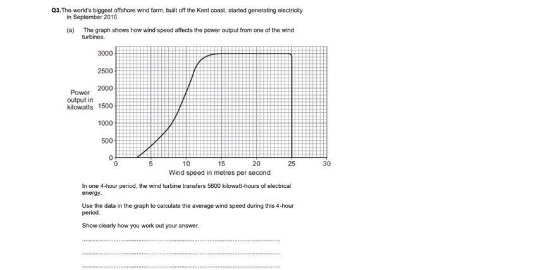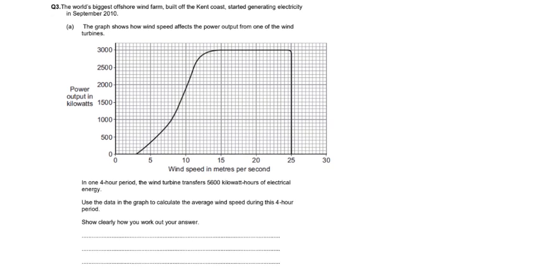So the question says the world's biggest offshore wind farm, built off the Kent coast, started generating electricity in September 2010. So it's telling us that there is a wind farm which is generating electricity from September 2010. Okay, what else do we have here?